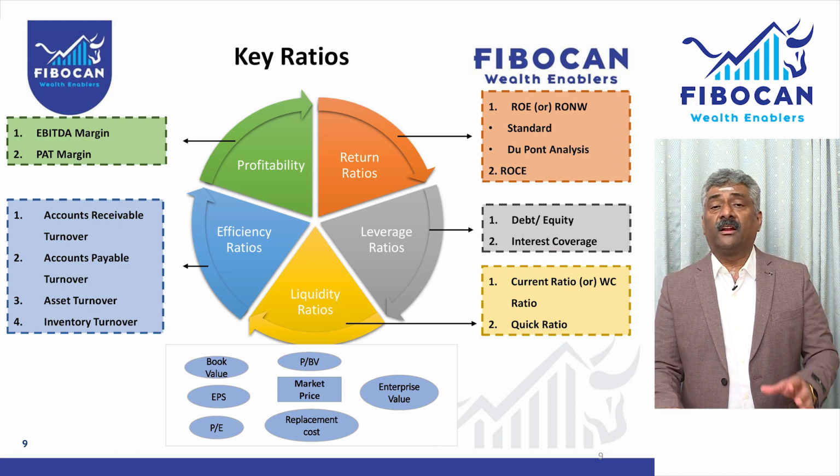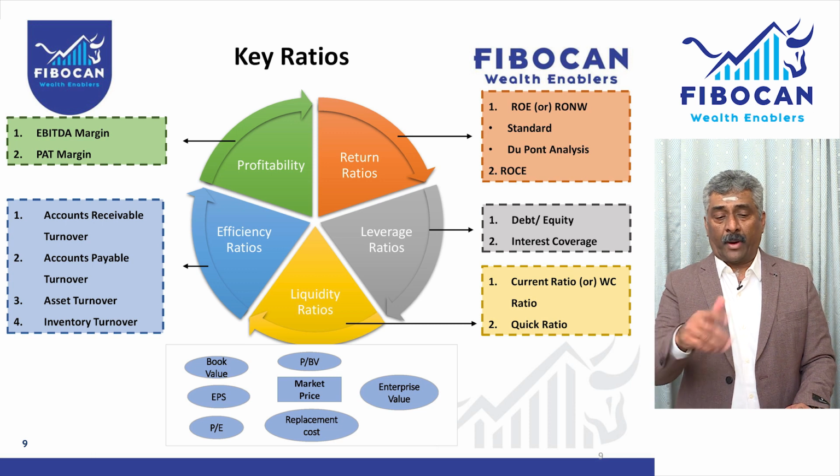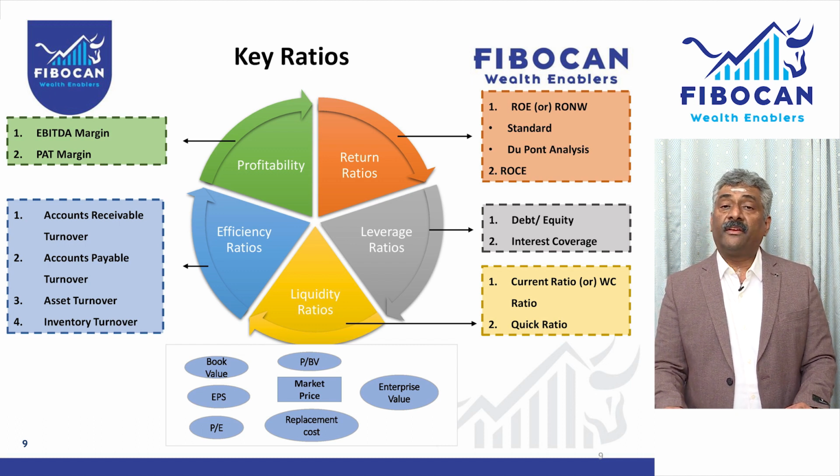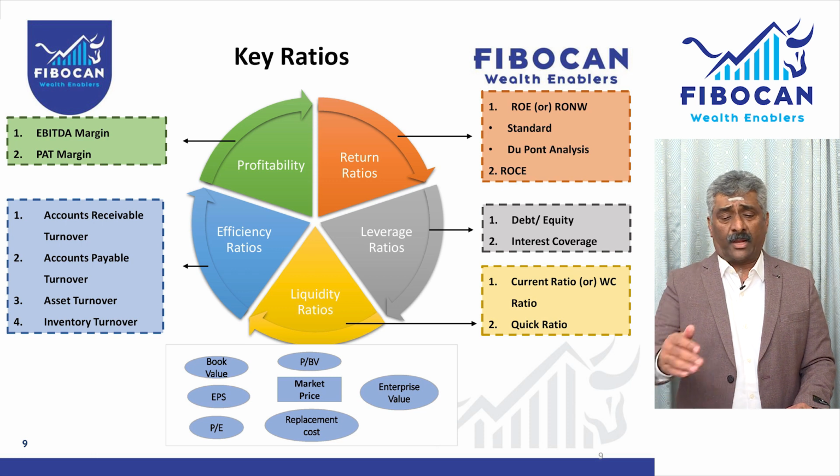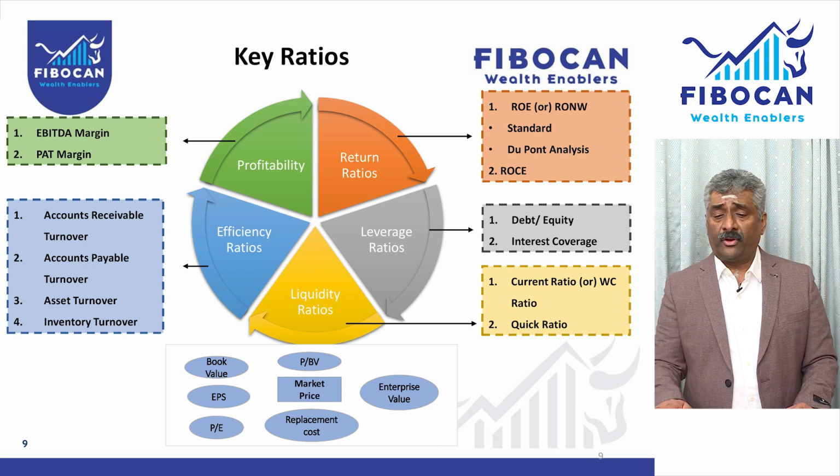As you can see, the green pie is profitability, then you have return ratios, then leverage ratios, liquidity ratios, efficiency ratios. In profitability we have EBITDA margin and PAT margin, which we have seen in this example. Again we will discuss. Return ratios: you have ROE, RONW (return on net worth), standard and DuPont analysis, return on capital employed.